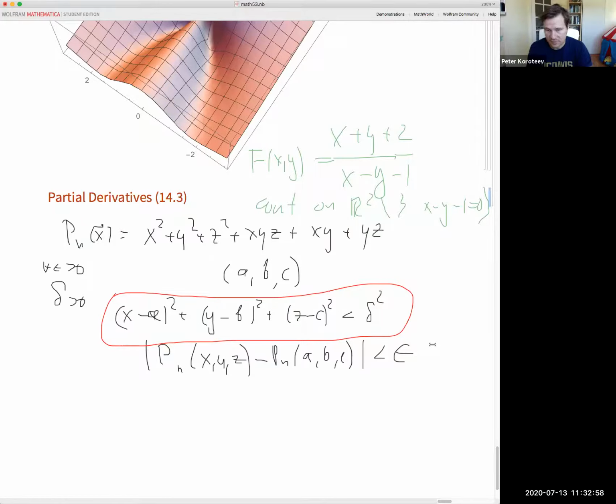So what other functions are continuous? It's pretty much all elementary functions that we had: polynomials, rational functions, exponential functions, logarithmic functions, trigonometric functions, etc. They are continuous on their domains. Okay.